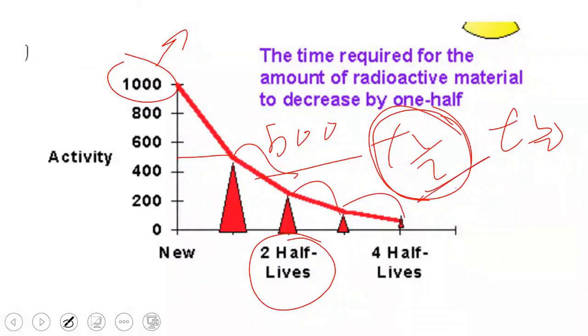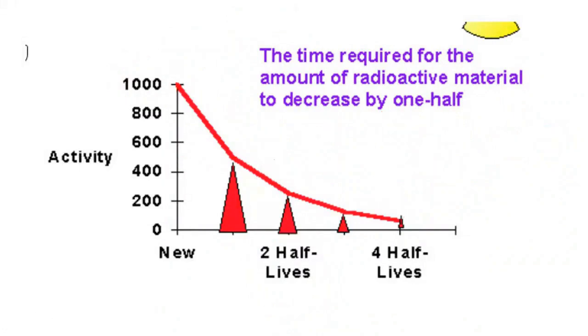This is what I call half-life. I refer to it as physical half-life. What does physical mean? It is related to the radioactive material and has nothing to do with anything else. It is a property associated with the radioactive material, meaning every radioactive substance has a specific half-life, like technetium.